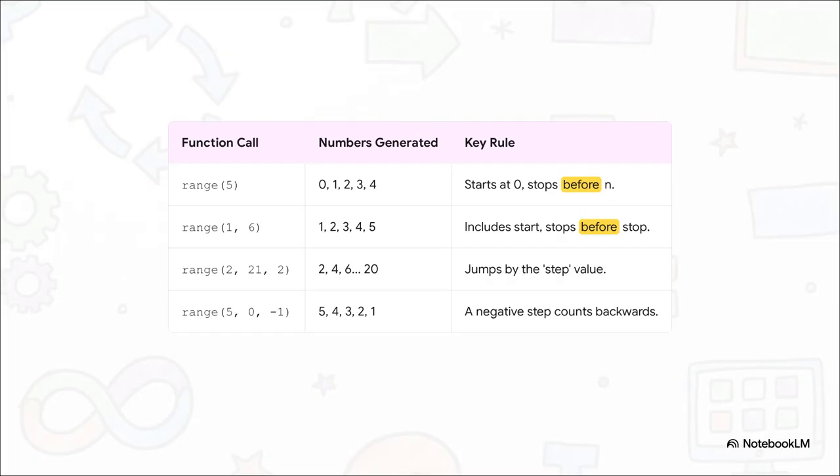So check this out. Range is really flexible. If you just say range 5, it gives you the numbers from 0 up to, but, and this is key, not including 5. So you get 0, 1, 2, 3, 4. Now, if you give it a start and a stop, like range 1, 6, it'll start at 1 and stop right before 6. You can even add a step to jump over numbers, or, as we're about to see, use a negative step to count backwards.